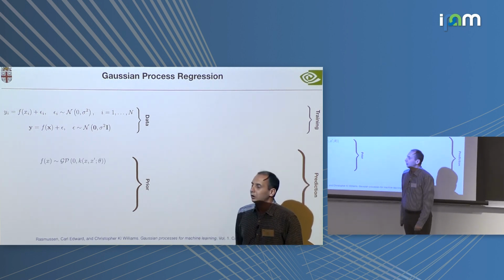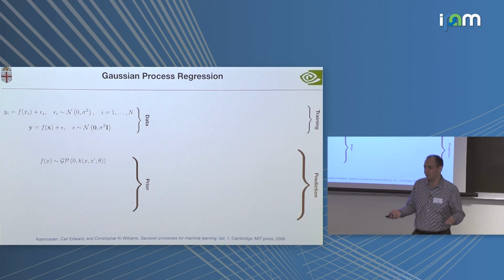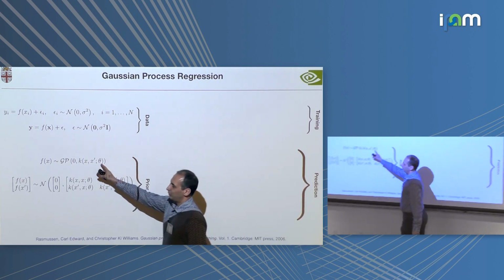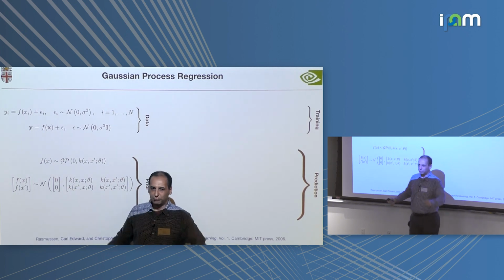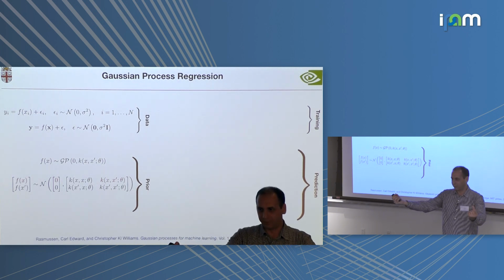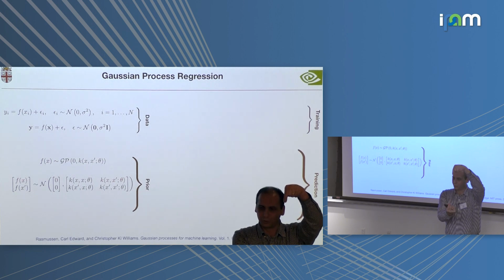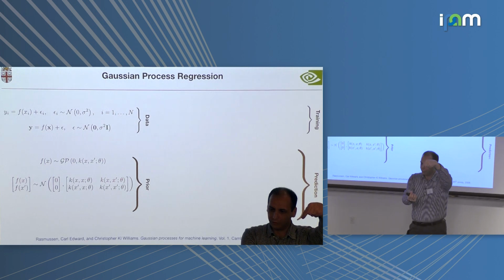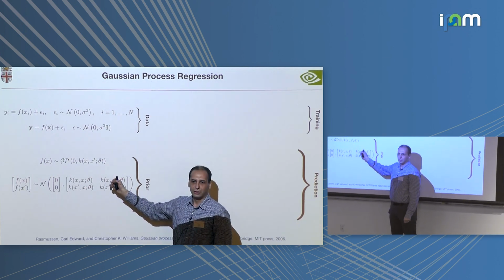For prior, we say we are going to put a Gaussian process there. What is a Gaussian process? It's just a shorthand notation for this concept. Basically, you take any 2 points of that function, evaluate it, you get f of x prime. Those 2 points are correlated. They are normally distributed. And the distribution is given by this.